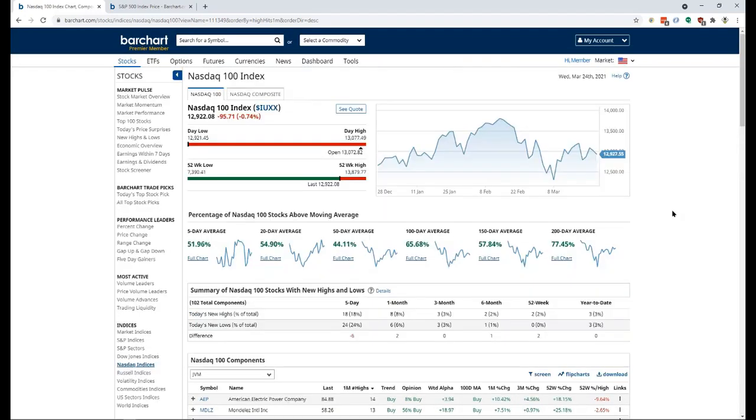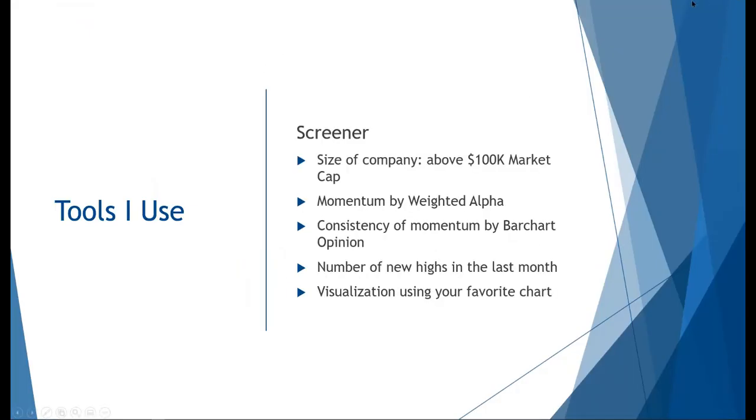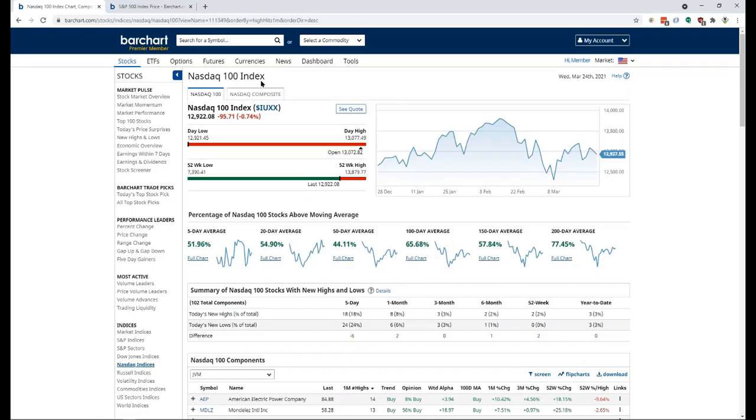The reason I wanted to go through here is this is just a random portfolio of stocks. I'd like to not have a random portfolio, and so to do that, I came up with the screener. The screener is those stocks that are over 100 million in market cap, so that I get these small stocks out that you really can't trade. Momentum, I want the highest weighted alpha. I want a consistency of momentum using the Barchart Opinion. I want the number of new highs and visualization using your favorite chart. So if we can go to the screener, which is right over here.